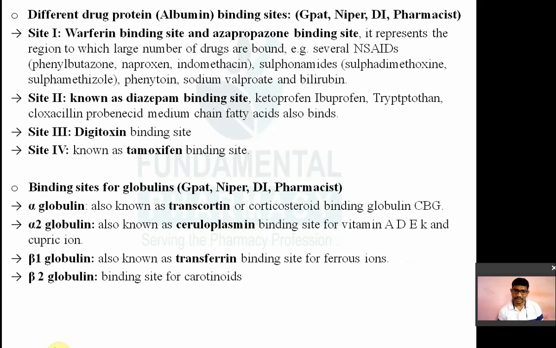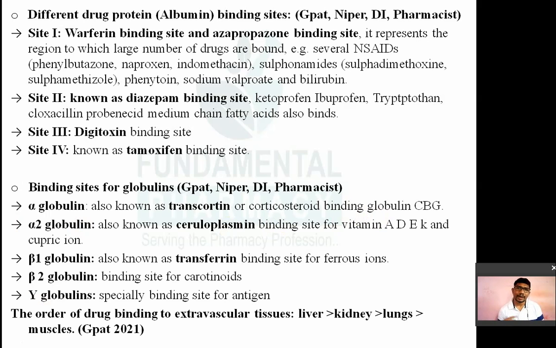Next is beta 2 globulin. It is a binding site for carotenoids, like beta carotene and other carotenoids that bind to beta 2 globulin protein. Another is gamma globulins. You know gamma globulins are nothing but antibodies. So what will bind to antibodies? Obviously antigen. So it is known as the binding site for antigen. Gamma globulins: binding site for antigen. Beta 2 globulin: carotenoids. Beta 1 globulin: binding site for ferrous ion, known as transferrin. Alpha 2 globulin is known as ceruloplasmin and it is a binding site for lipid soluble vitamins and cupric ion. Alpha 1 globulin is known as transcortin and binding site for corticosteroids. Remember these things, very very important.